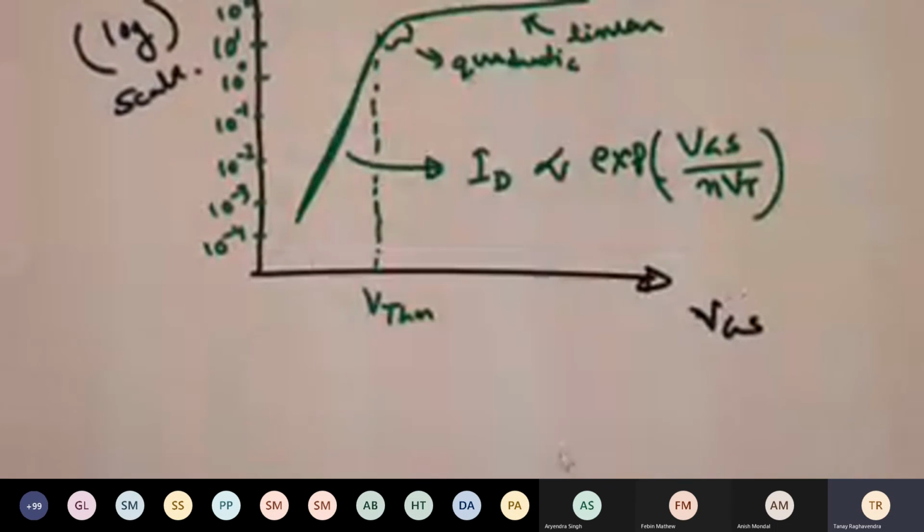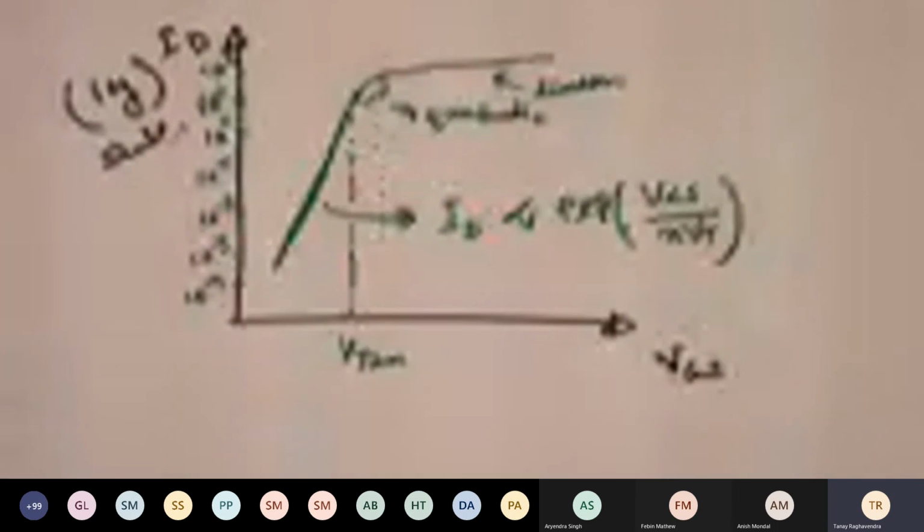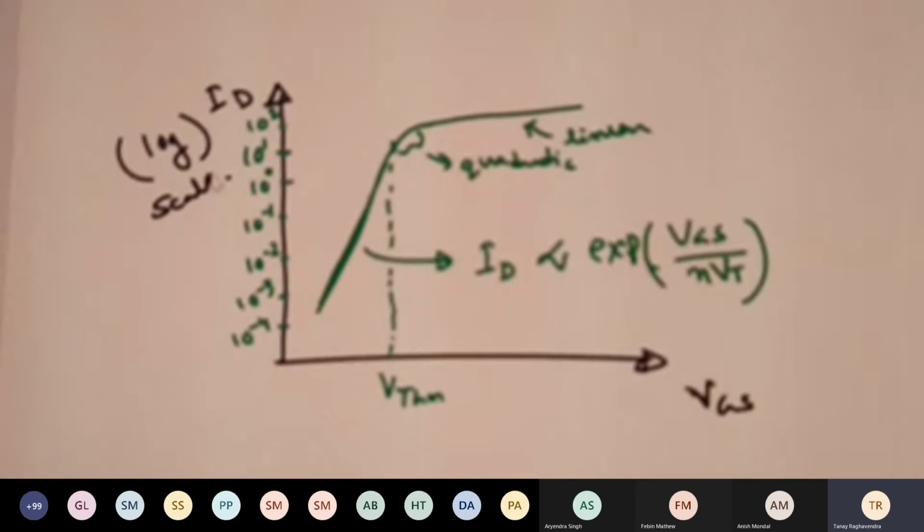Yes, sir. The upper part of the y-axis is not visible. It's slightly getting cut out. So, holding it up. Yeah, now it's fine, sir. Yes, now it's good.